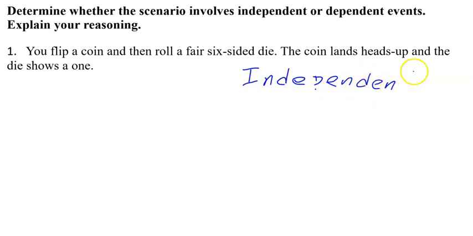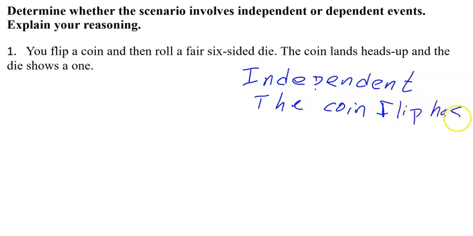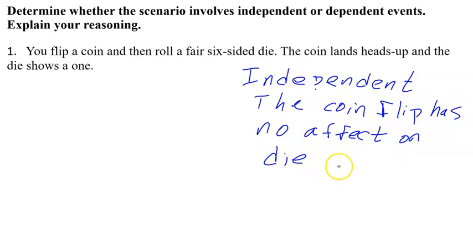Independent. There we go. The coin flip has no effect on the die roll. Die is singular for dice, if you're curious. So independent. The coin flip has no effect on the die roll.